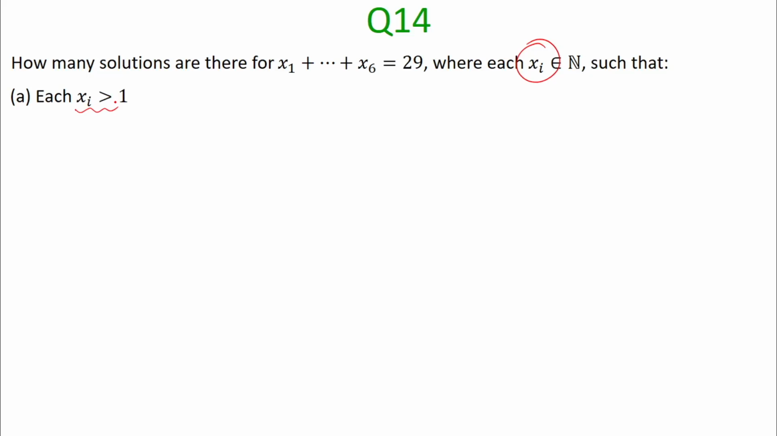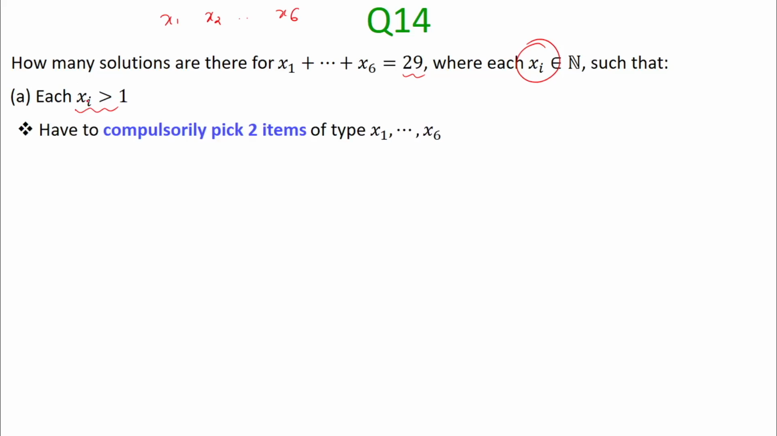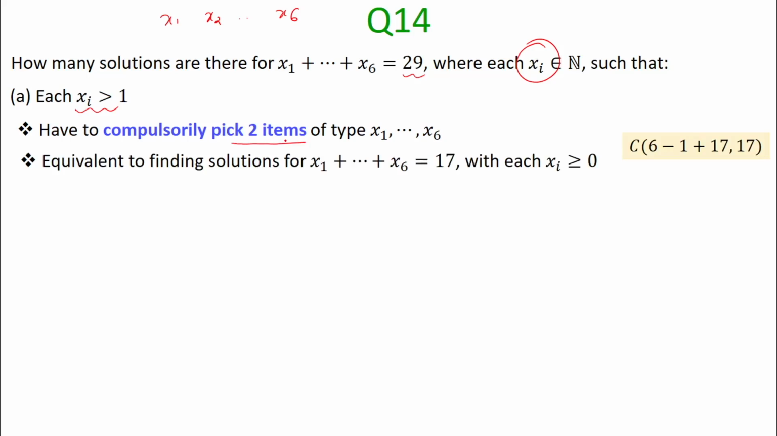So you can imagine that you are given bills of type x1, bills of type x2, up to bills of type x6. We have to pick a total of 29 bills with the restriction that you have to definitely pick at least more than one bill of each type. That's the interpretation of this first restriction. That means I have to compulsorily pick 2 items of type x1, x2, ..., x6. That means I had already picked 12 items compulsorily.